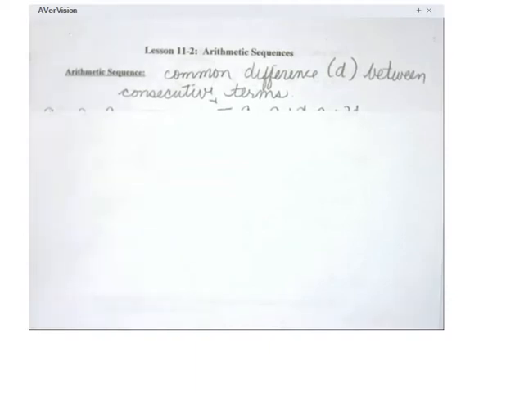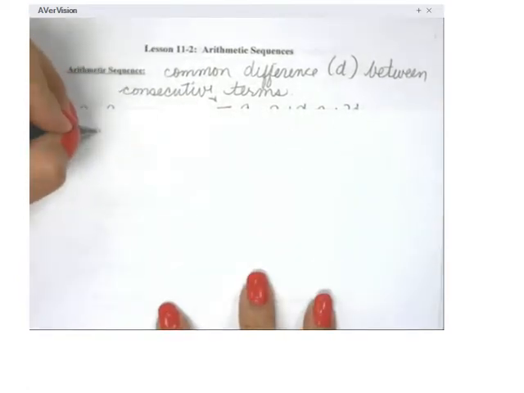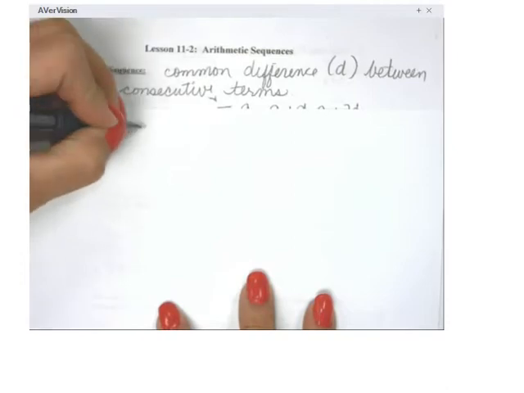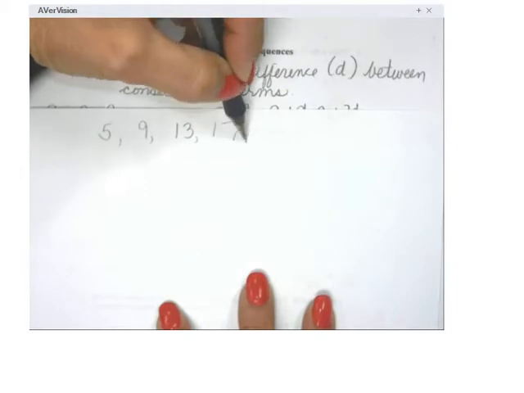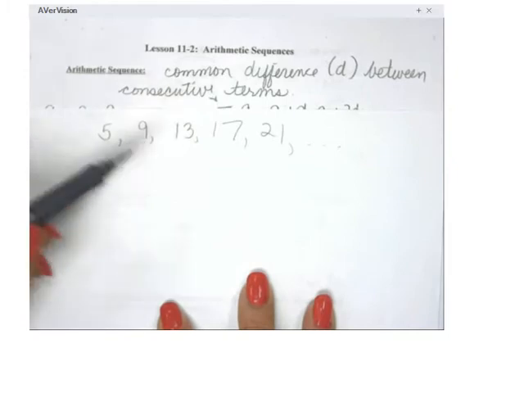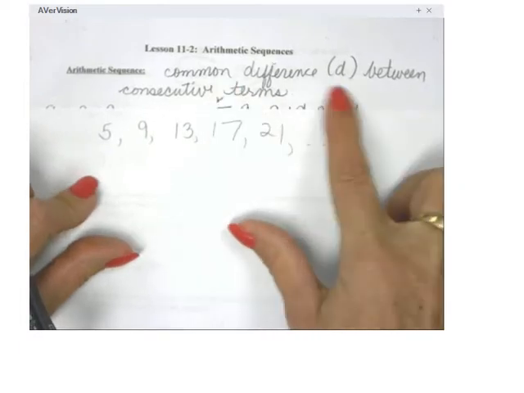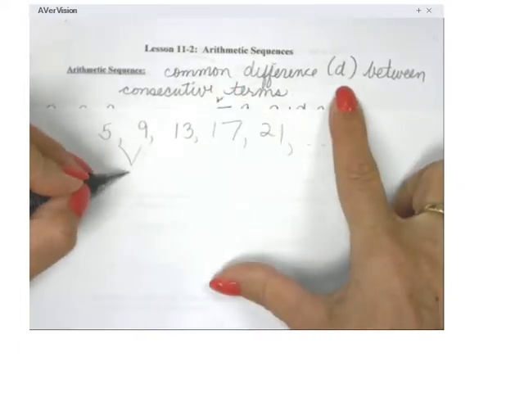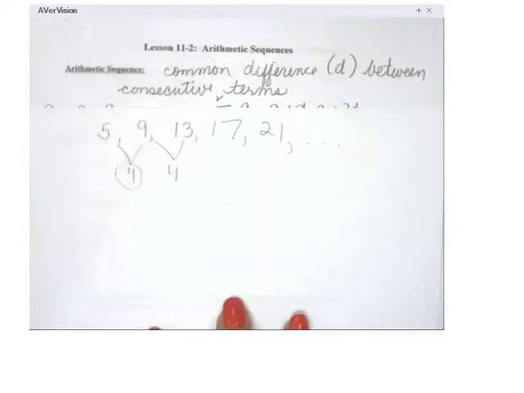Today we're going to look at arithmetic sequences. Arithmetic sequences are sequences where each term has a common difference between consecutive terms. So, for instance, let's say I gave you 5, 9, 13, 17, 21. You can see my pattern is that I keep adding on 4, adding on 4, adding on 4, adding on 4, or that the common difference, 9 minus 5 is 4, 13 minus 9 is 4. The common difference is 4.